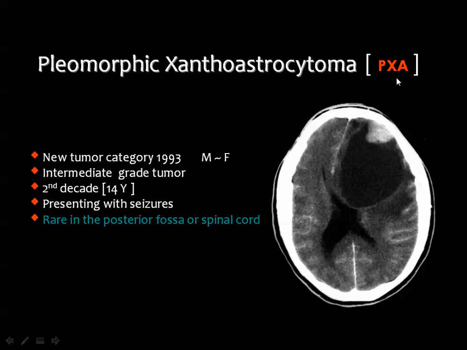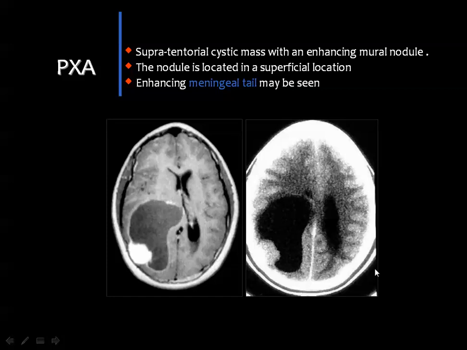Then we came to the third one in this group, which is the pleomorphic xanthoastrocytoma, or the PXA, and this is the cyst with an enhancing mural nodule, but in the supratentorial area. This lesion is rare in the posterior fossa, and it occurs predominantly in the supratentorial area. And you see a very big cyst with an enhancing mural nodule against the surface of the brain. And this is an important issue in this particular tumor. The nodule should have a superficial location against the surface of the brain, whether this is the medial surface or the lateral surface of the brain.